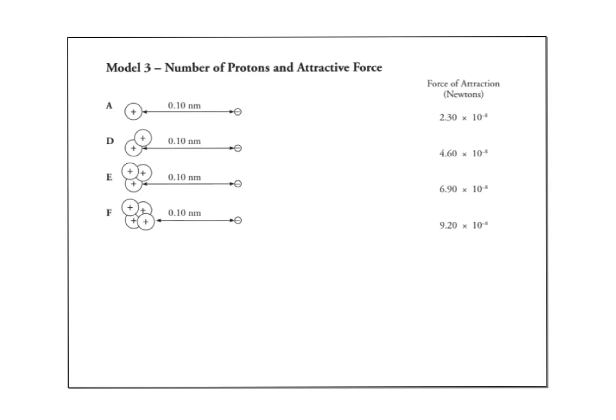If you look here, here's my protons. There's 1 proton, 2 protons, 3, 4 protons. And the distance is staying the same. So I notice from A, D, E, F that we're increasing the number of protons. So if the number of protons goes up, what happens to the force of attraction between the outermost, or the valence electrons, and the protons?